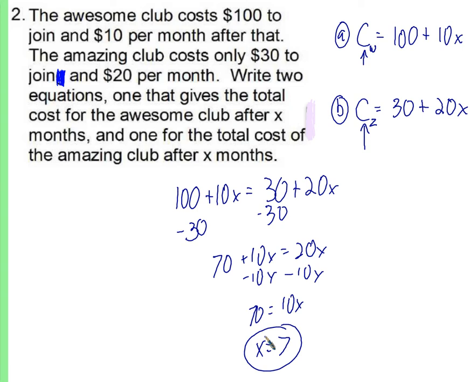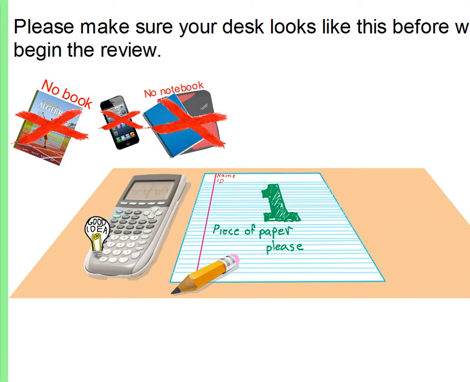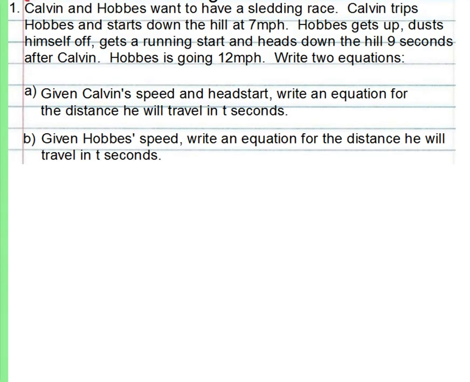So, let's put everything away, right? You know the drill. Okay, so Calvin gets a head start in time, not in distance. They're both going to travel the same distance. So then Hobbs comes down the hill 9 seconds later. Hobbs is going 7 miles an hour.